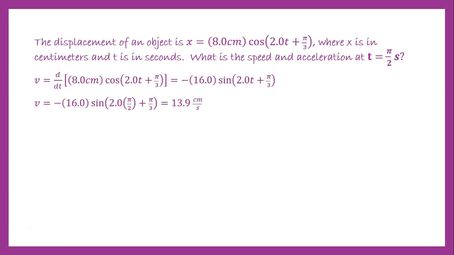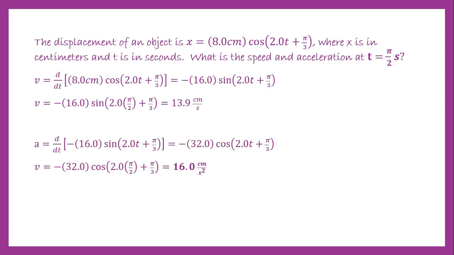Well, first let's look at the speed, and we know that that's the derivative with respect to time, so we just take our position equation, take the derivative of it, and evaluate it at pi over 2 seconds, and we come up with a speed of 13.9 centimeters per second. For acceleration, we go ahead and take the derivative of the velocity equation with respect to time. We plug in our values and we find out that the acceleration is 16 centimeters per second squared at time equals pi over 2 seconds.